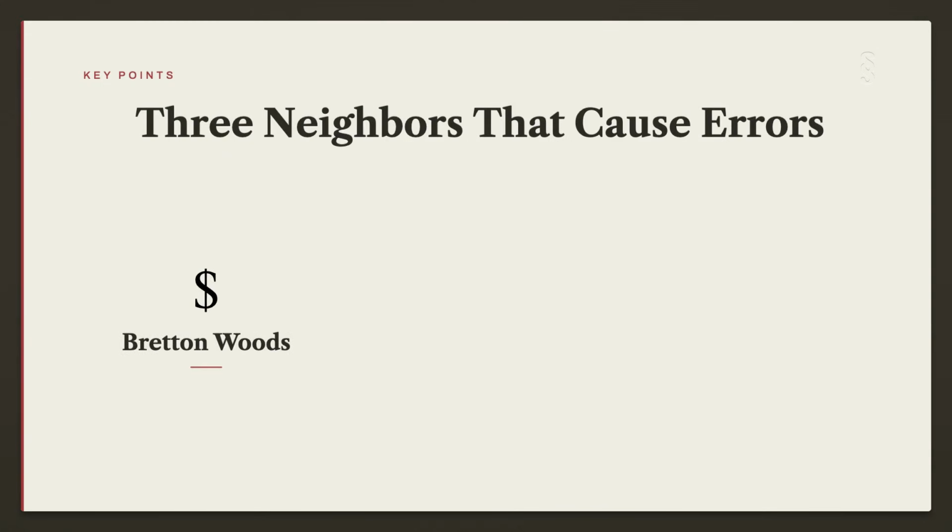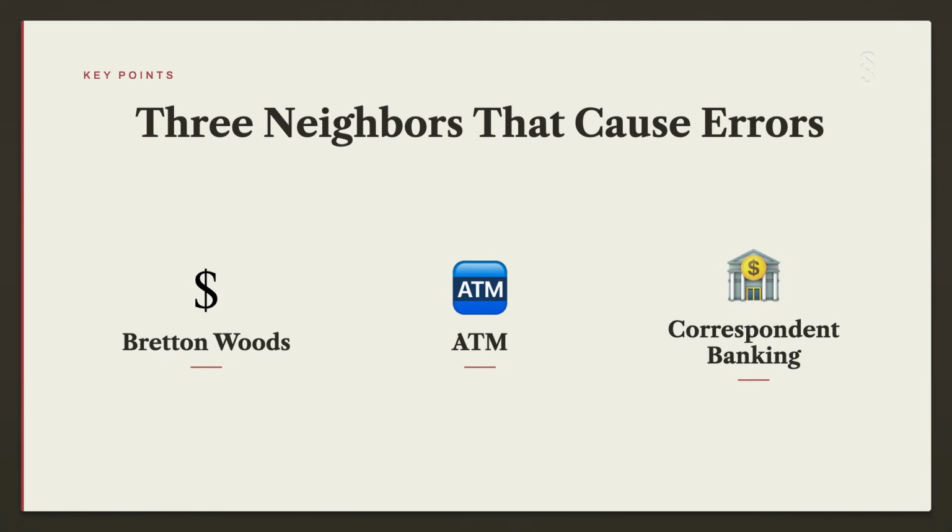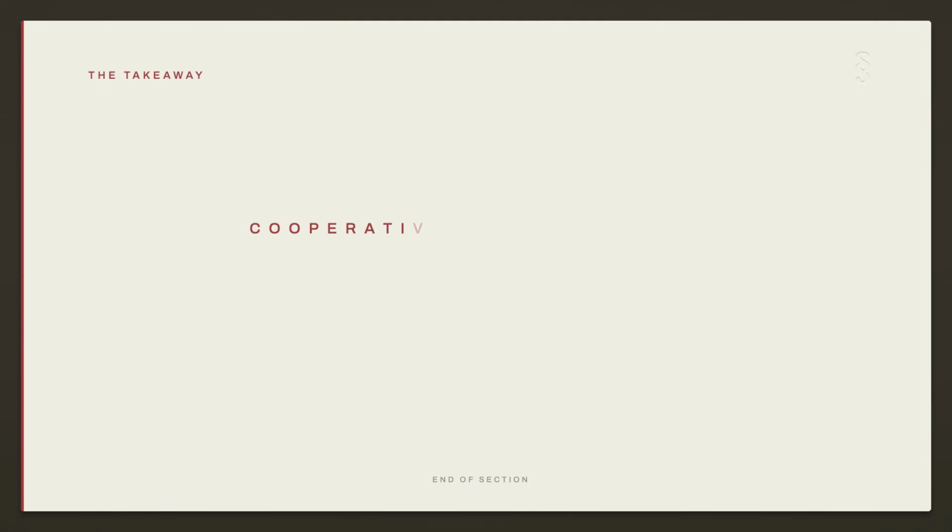Exam stems confuse SWIFT with three neighbors. Bretton Woods from 1944 is monetary policy, not technology. The ATM changed customer-facing banking, not interbank messaging. And correspondent banking is the account relationship where value actually moves, while SWIFT is only the instruction.